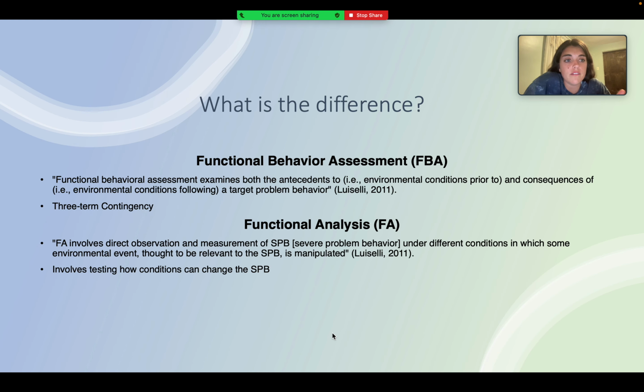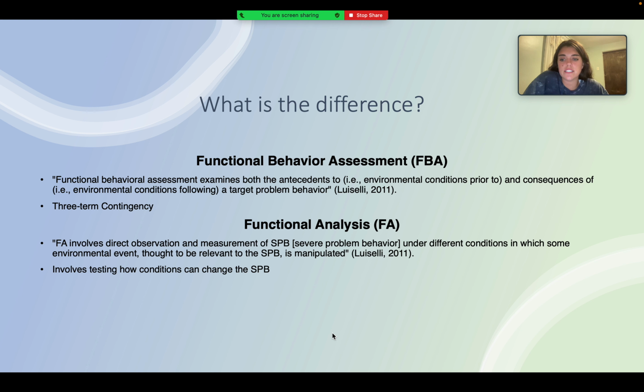So we're going to jump right in. What is the difference between a functional behavior assessment and a functional analysis? A functional behavior assessment examines both the antecedents to, which is the environmental conditions prior, and the consequences of, which is the environmental conditions following a target problem behavior. This is a three-term contingency.